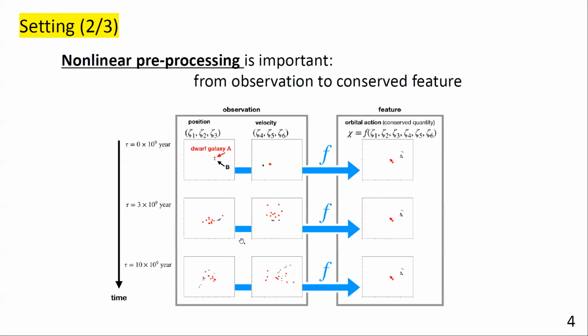However, it is known that a quantity called orbital action that can be computed from the position and velocity is conserved with the elapse of time. As you can see in the right-hand side, the orbital action of each star seems to have a good cluster structure. So in this study, we consider applying a nonlinear transformation to the observed quantities so that we find a good cluster structure of stars. And actually, the transformation here, of observation to the orbital action, can be computed by using some published software. Dr. Hattori also computed these transformations.